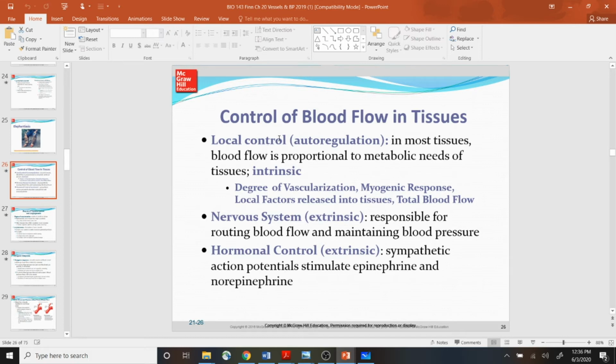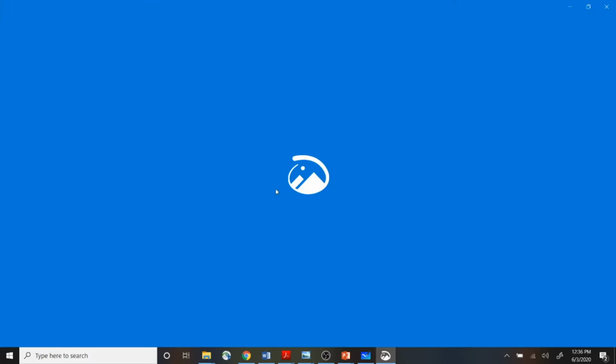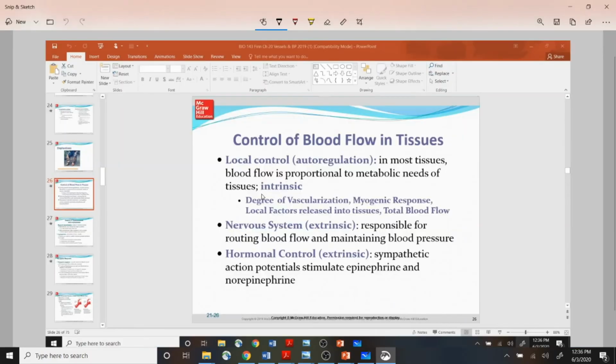Now, the local control of blood flow in tissues is kind of complex. We're going to look at just some particular pieces of it, but there are 4 factors that tissues use to decide how much blood flow they need. Degree of vascularization, the myogenic response, local factors released into tissues, and blood flow.